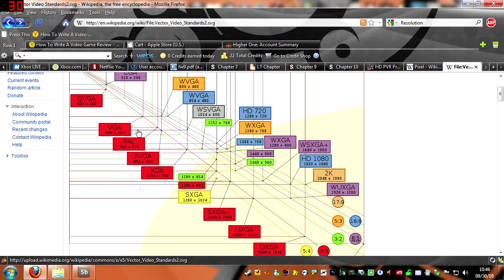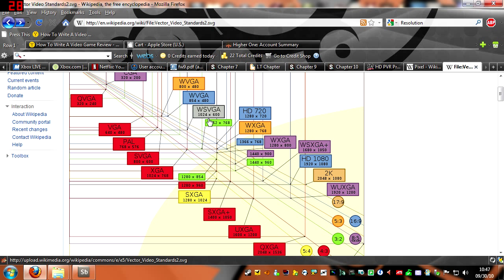The HD PVR is capable of a few different capturing resolutions. It starts off at standard definition. PAL for Europeans is this, and for the US and some other countries it's slightly different, NTSC. It can also capture up to HD 1080, 1920 by 1080. This is Blu-ray resolution, very high definition, a lot of pixels. It is also able to capture 720, 1280 by 720, like this is now.